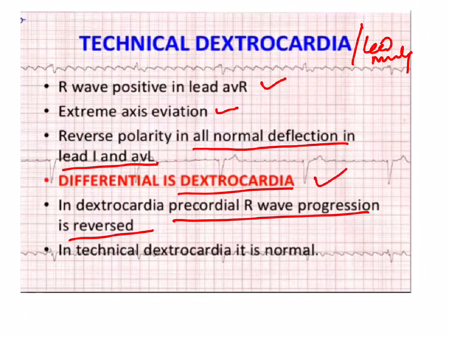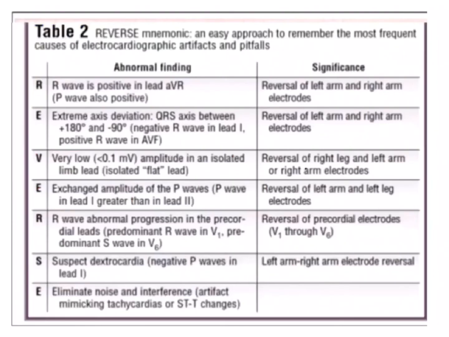This is to differentiate dextrocardia from technical dextrocardia. Technical dextrocardia is lead misplacement. Dextrocardia is when your heart is towards the right side, and the only difference will be that in true dextrocardia, the R wave progression will not be there.